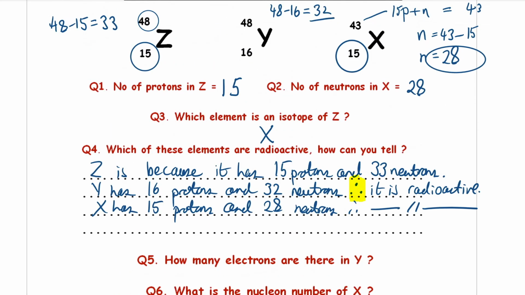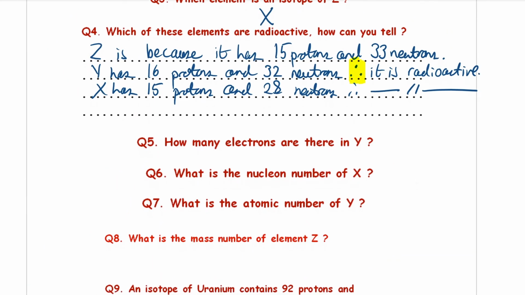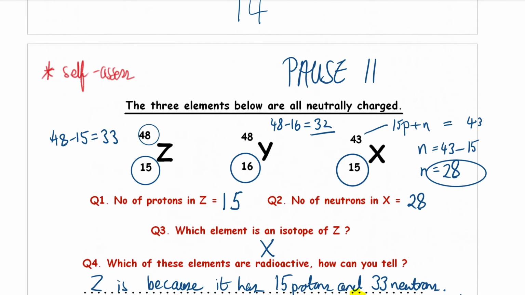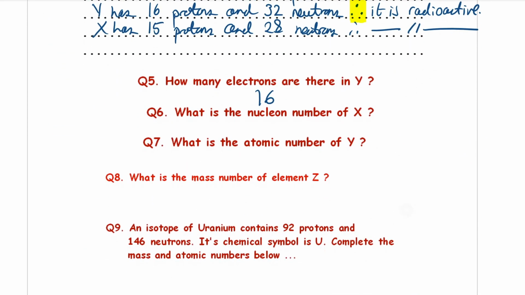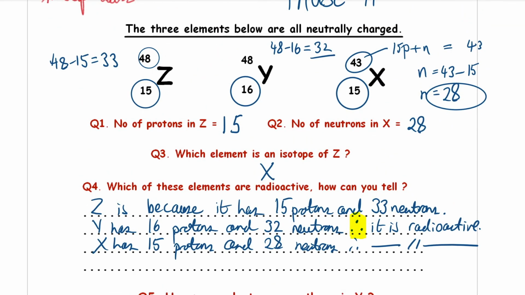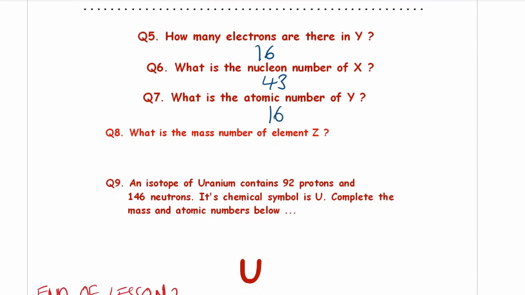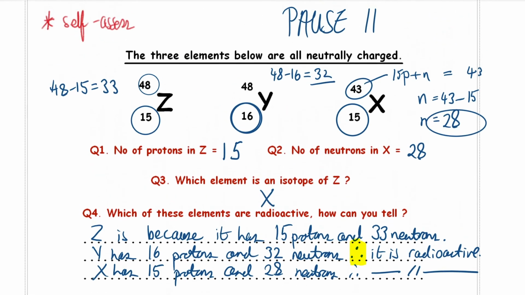How many electrons are there in Y? Well, it's the same number as the number of protons. So that's 16. What's the nucleon number of X? Nucleon number is this one at the top, 43. What's the atomic number of Y? That's the number at the bottom here, 16. That's the number of protons, remember. The mass number is the same as the nucleon number. So that's the number at the top. Mass number of Z, 48.